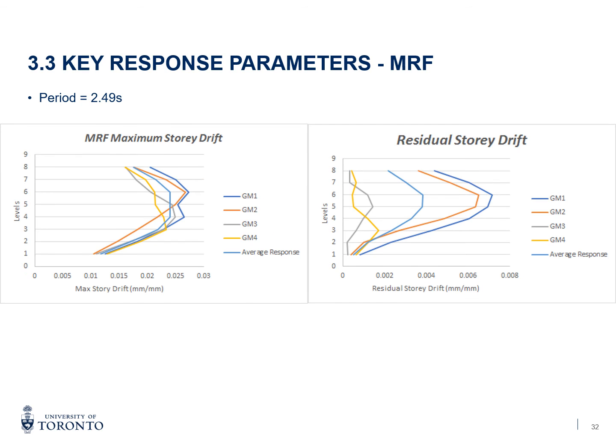Similarly, for the MRF, a period of 2.49 seconds was found according to the modal analysis, and the average drifts of 0.017 and 0.0025 were calculated for the maximum story drift and the residual story drift respectively.